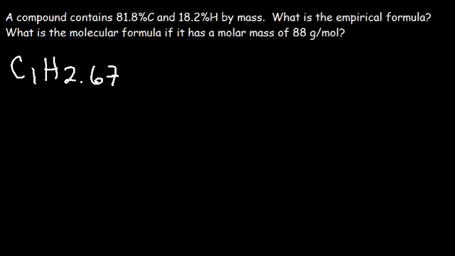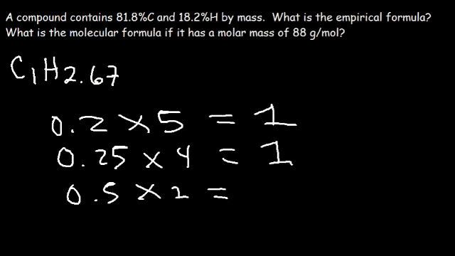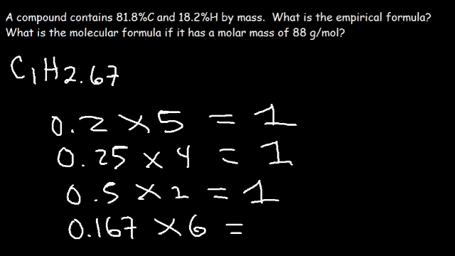Now here are some other examples. If you get a decimal that is 0.2, multiply it by 5, because 1/5 is 0.2. This will turn into a whole number. If you see 0.25, multiply it by 4, since 1/4 is 0.25. If you see, let's say, 0.5, multiply it by 2, because 1/2 is 0.5. So hopefully you see a pattern. If you see 0.167, multiply it by 6, because 1/6 is 0.167.